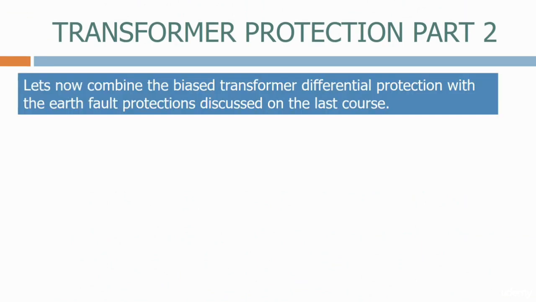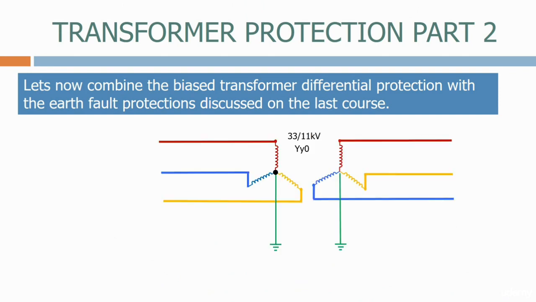Let's now combine the bias transformer differential protection with the earth fault protections discussed on the last course. Here's a 33 to 11 kV YY0 transformer. Firstly, let's add an earth fault relay on the neutral connection of the primary winding. This will detect any earth faults that appear on the network. Let's add a similar earth fault relay on the neutral connection of the secondary winding.